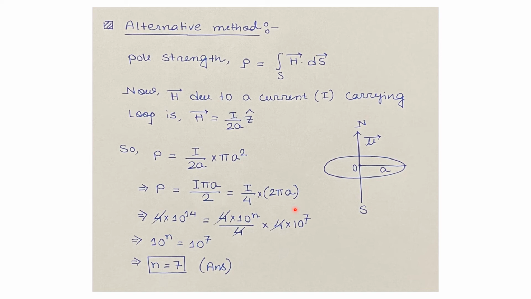So we'll put the value of P here, that is 4 into 10 to the power 14, and the I value given in the question is 4 into 10 to the power n, divided by 4 times 2 pi a, that is the circumference of the Earth, that is 4 times 10 to the power 7. If we cancel out the 4 and 4 from the left hand side and right hand side, and from the numerator and denominator the 4 will be cancelled out. So effectively we will get 10 to the power n equals 10 to the power 7. By comparing we can get n equals 7.